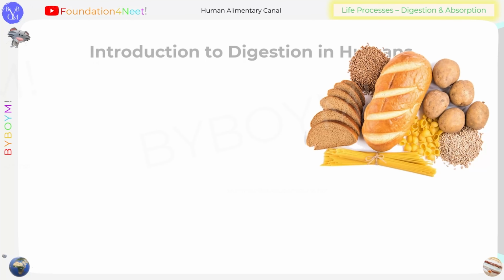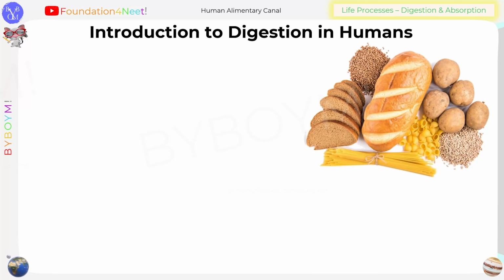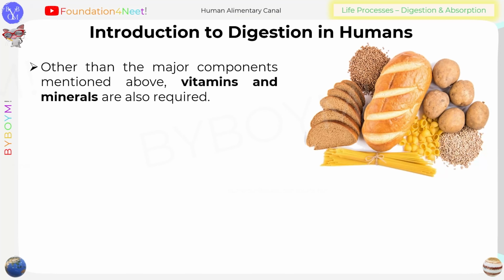What are the other components other than the macro components? There are micro components. They are present in small quantities. The word vitamins comes from the word vita. Vita means vital, that is very important, without which you cannot survive. So vitamins are so important that you cannot survive without them, and minerals are of equal importance. You cannot survive without minerals.